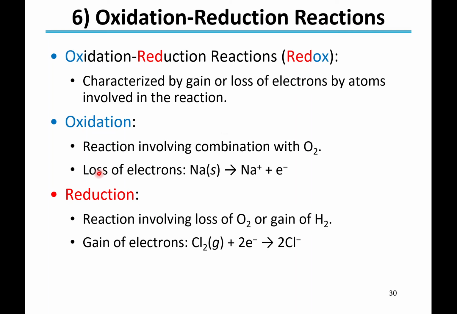That's how I normally remember it: reduction is gaining, which is a kind of counterintuitive thing. So reduction is gaining electrons. Oxidation is just the opposite, the losing of electrons. The other way you can think of it is oxidation is something combining with oxygen, and reduction is something that's either losing oxygen or gaining hydrogen. But those definitions are a little harder to remember. Remembering the loss of electrons and gaining of electrons is easier.